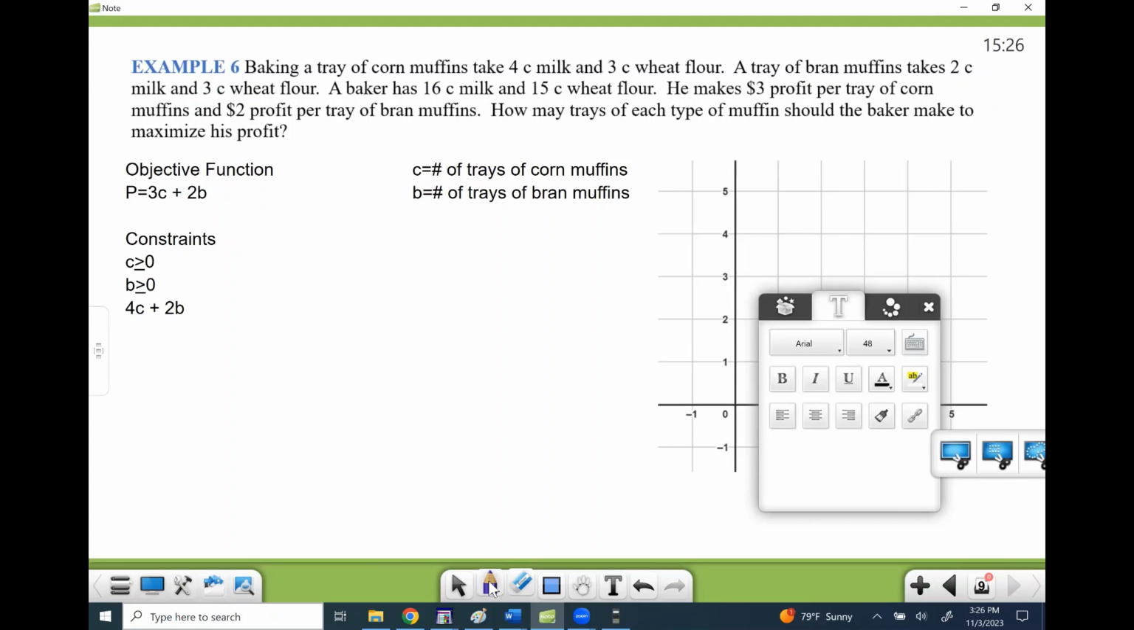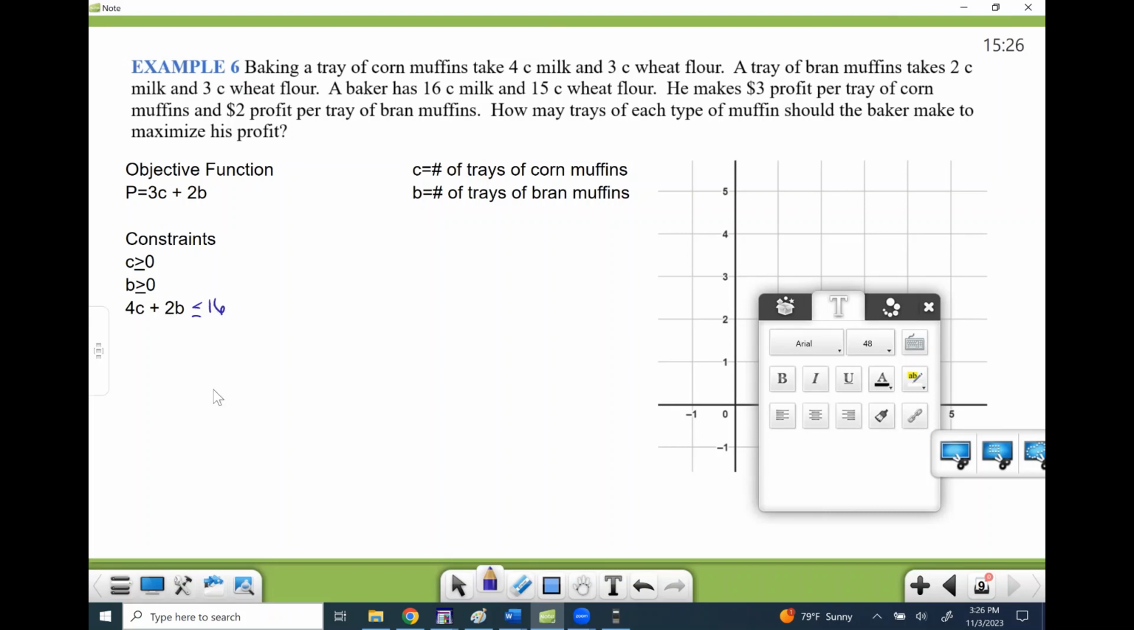All right. So we know that we have 16 cups of milk total, and I'm not even going to try to type this anymore. So this has to be less than or equal to 16. So this is an equation involving all of the milk, right? So for the corn muffins, it's 4 cups of milk. For the bran muffins, it's 2 cups of milk. And we know there's 16 cups of milk total.